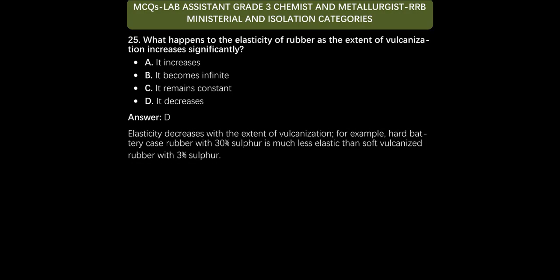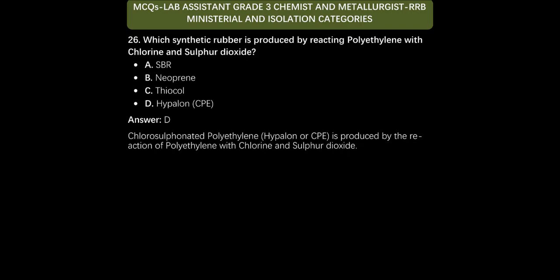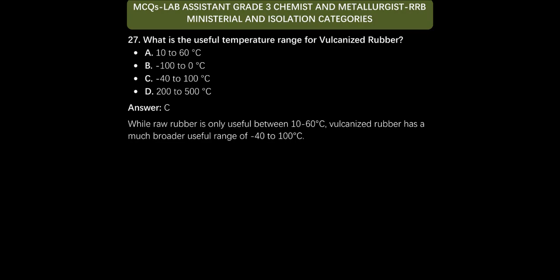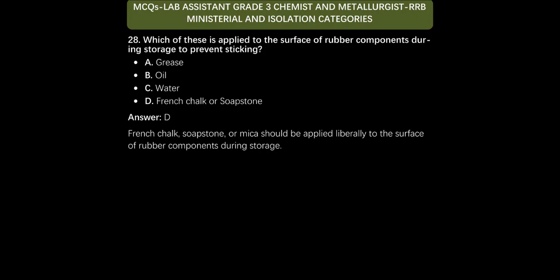What happens to the elasticity of rubber as the extent of vulcanization increases significantly? Option D, it decreases. Which synthetic rubber is produced by reacting polyethylene with chlorine and sulfur dioxide? Option D, Hypalon. What is the useful temperature range of vulcanized rubber? Option C, minus 40 to 100 degrees Celsius.